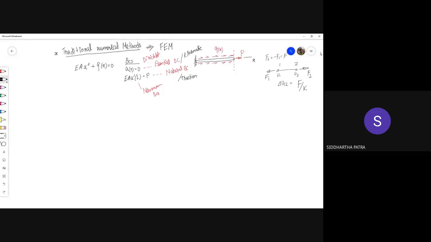a spring element. Now, if it is not a spring element, if it is a bar element, then K is actually EA by L, linear bar element. So all of this we have seen. Okay, then we cannot determine U1 and U2. So unless I specify U1 or U2, one of them, I cannot determine the other one. So that's why it is essential.